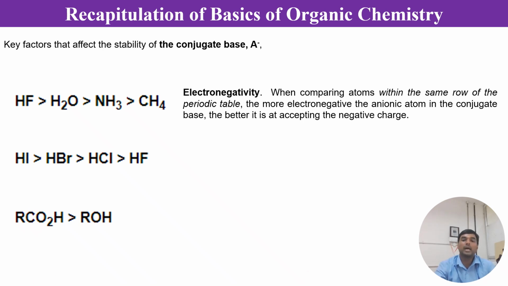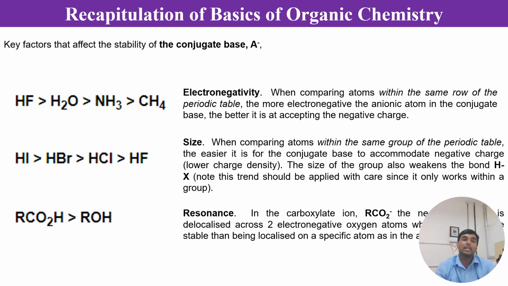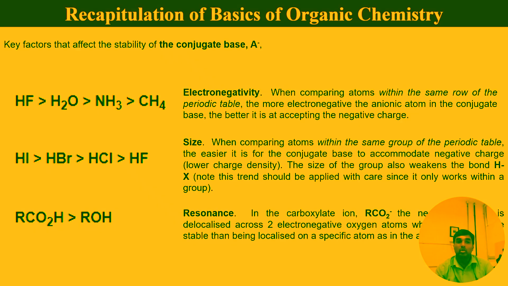Similarly, when we consider hydrogen iodide, hydrogen bromide, hydrogen chloride and hydrogen fluoride, one thing we can tell is based on the effective overlap. In case of hydrogen fluoride, effective overlap is stronger, and it is much easier for hydrogen iodide to dissociate, because the hydrogen iodide bond is weaker. And in case of carboxylic acid and alcohol, we can see that conjugate base stability in carboxylate is more than in alkoxide, so that's why it is more acidic.